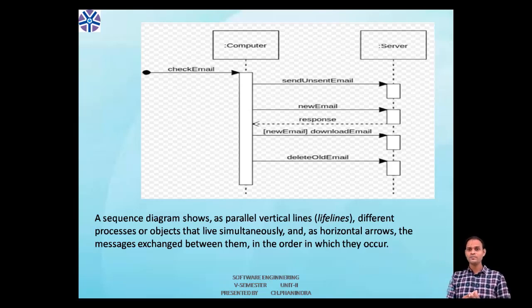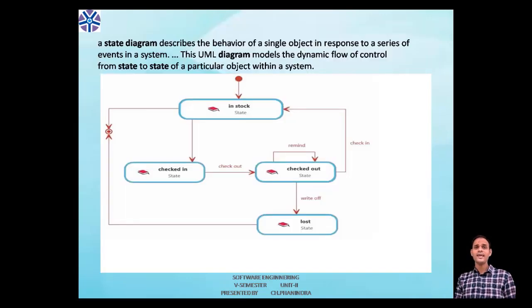Generally a state diagram describes the behavior of a single object in response to a series of events in a system. This UML diagram models the dynamic flow of control from state to state of a particular object within a system. So these are the examples we draw here.